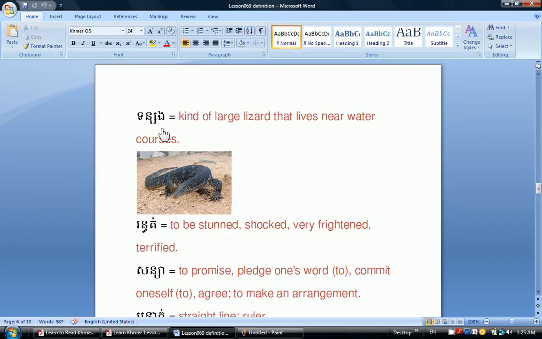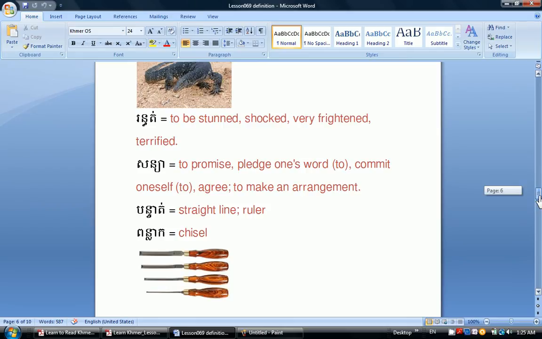Tunsong, which means a kind of large lizard that lives near water courses. Okay, so this is Tunsong. Runtut means to be stunned, to be shocked, to be very frightened, or to be terrified. Sanaya means to promise, to pledge one's word, to commit oneself, to agree, or to make an arrangement.